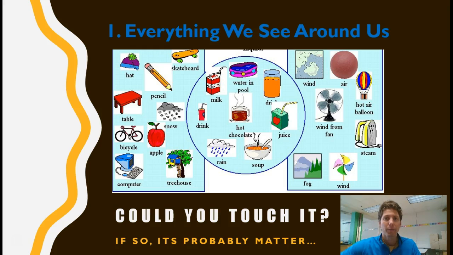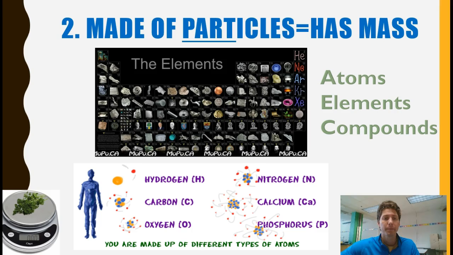So what is matter? Well, number one, it is everything we see around us. The image on the screen shows a whole bunch of examples of matter. And here's a question I like to ask myself when I'm considering if something's matter: could you touch it? And if so, it's probably matter. Now, this is true for most matter. Most of it we can touch and most of it we can see, but we cannot see all of it, such as gases like air in the room.